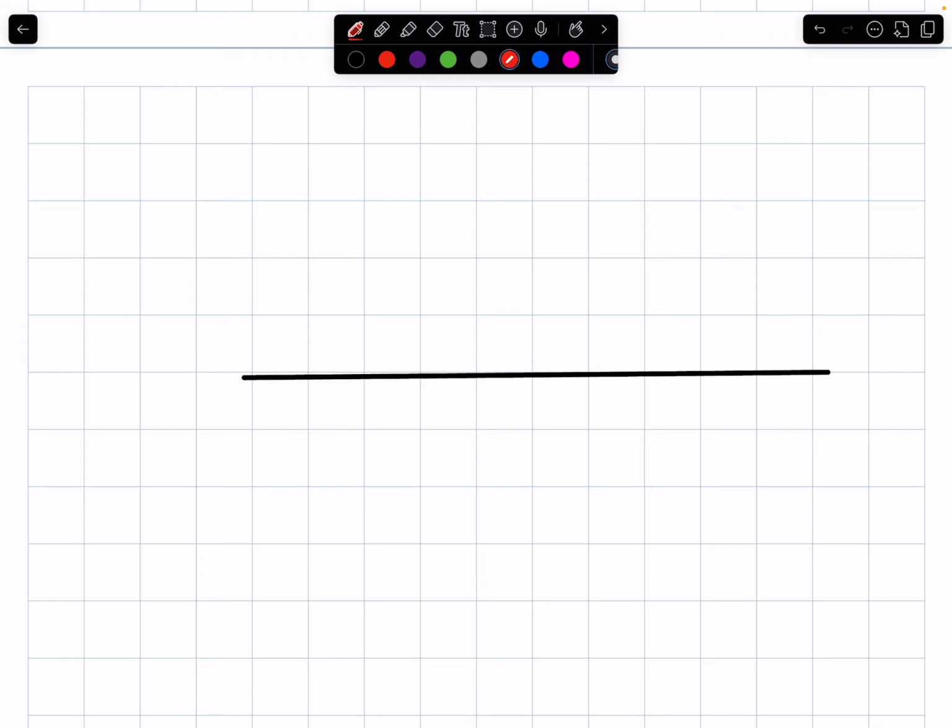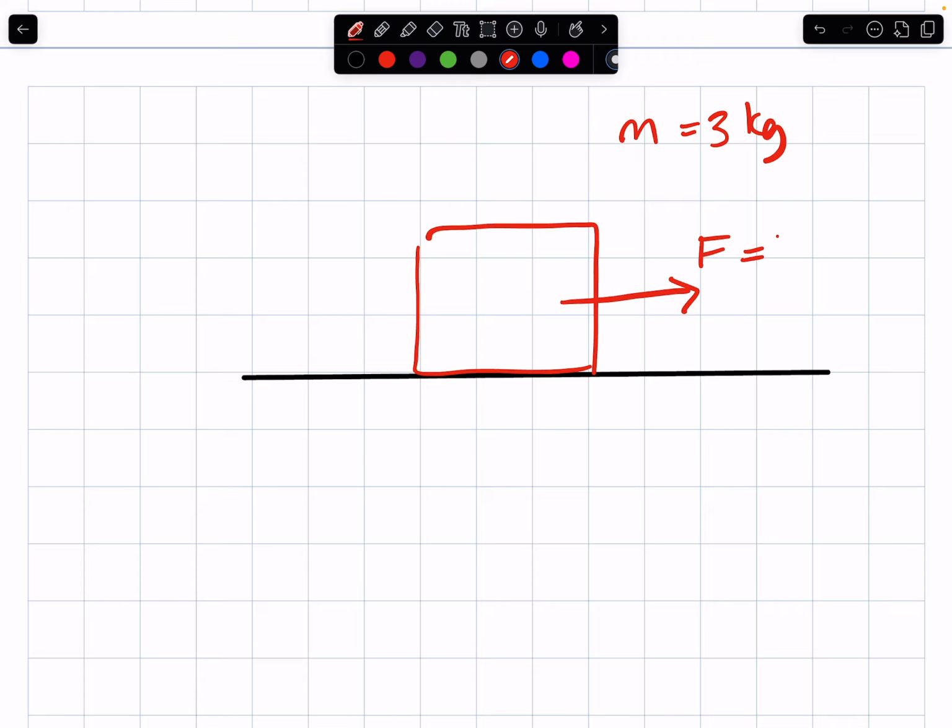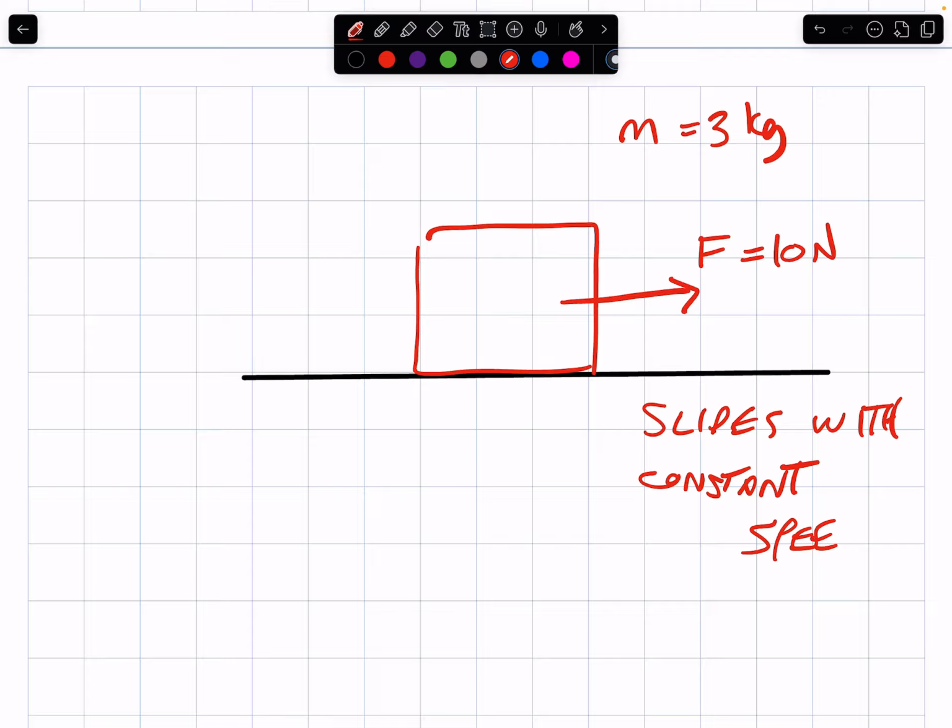All right, box. And this box has a mass of 3 kilograms. And there's a force pulling it to the right. And that force is 10 newtons. And you'll never guess what the box is doing. It's sliding with constant speed. Okay, it's sliding to the right with constant speed.